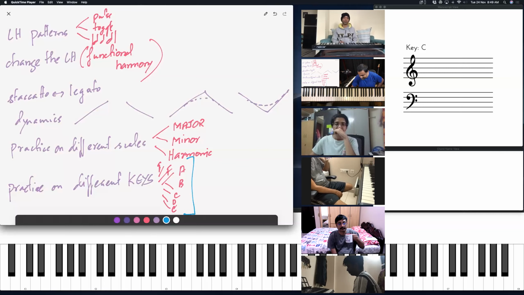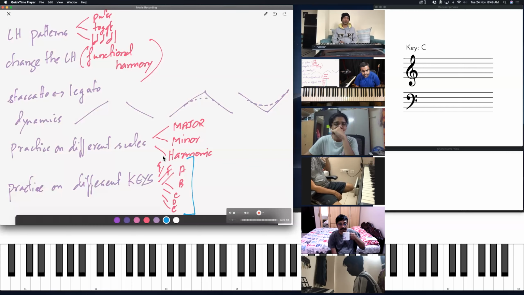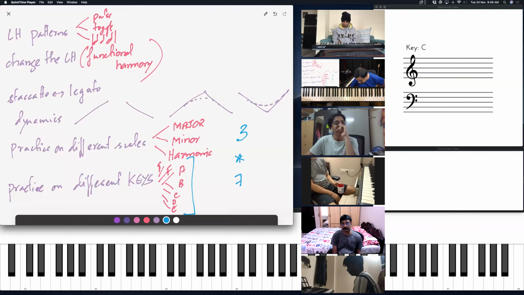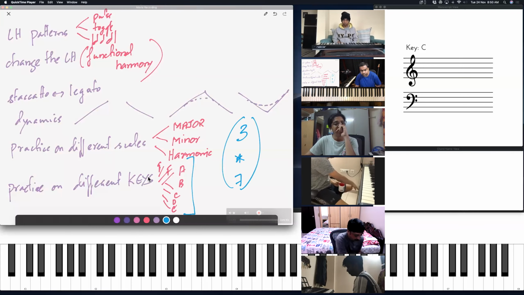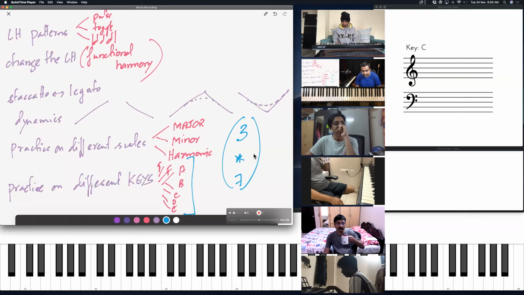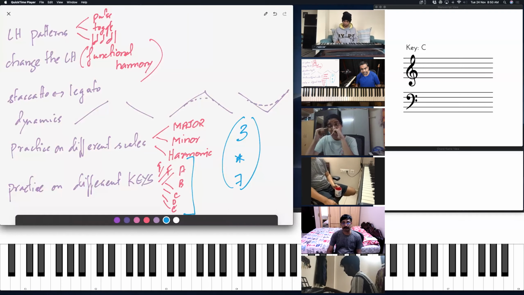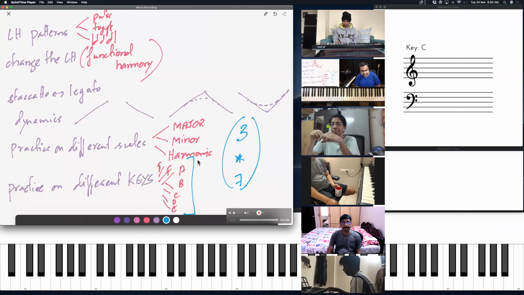So why am I limiting it only to the naturals over the week? Because it will be a lot to do. This is 7 into 3. Whenever you combine keys with scales, it's multiplication, right? 3 sevens are 21 exercises to do. If it was 12, then it would be 3 twelves, and it becomes 36 exercises. Why? Because we are trying to do major, minor, harmonic.